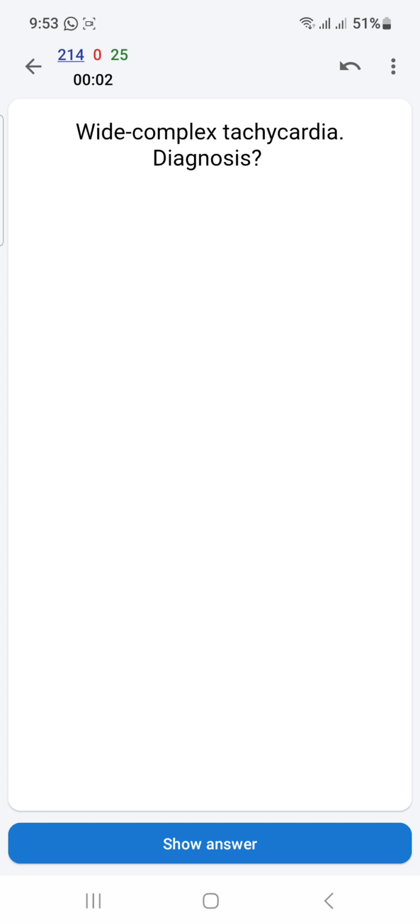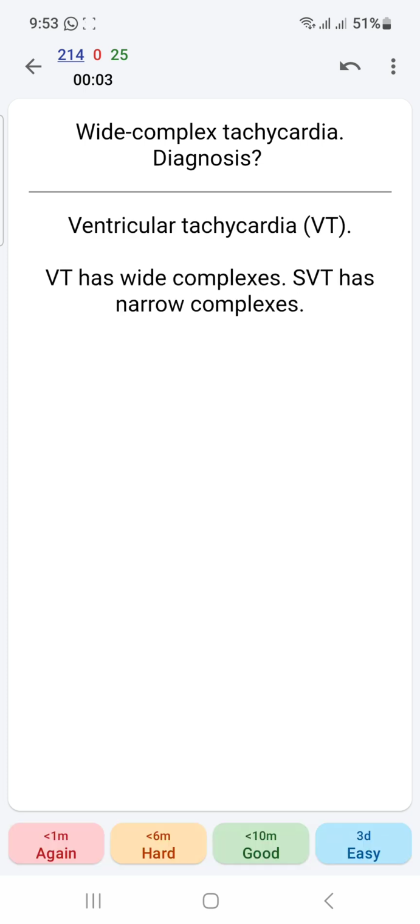Wide complex tachycardia diagnosis is VT. VT has wide complexes. SVT has narrow complexes.